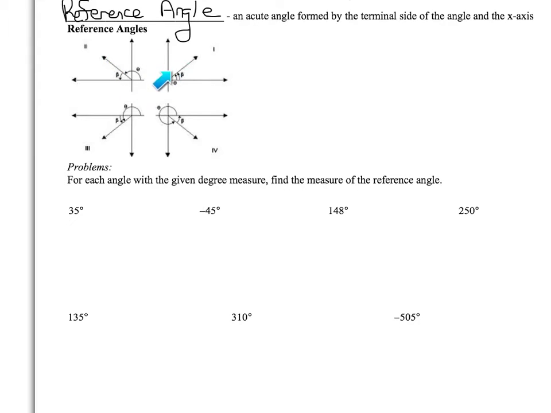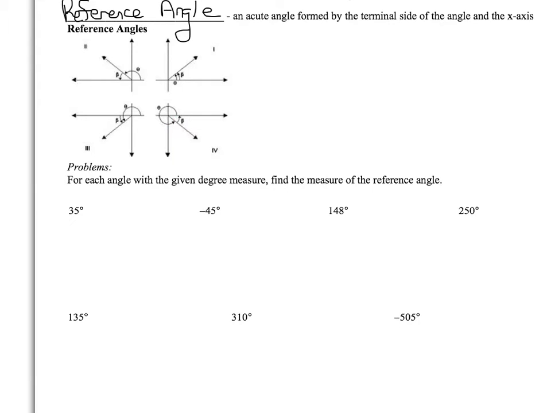With a picture in quadrant 1, your reference angle is going to be the same as your theta. And in quadrant 3, your reference angle is going to hit the x-axis and the line. Notice the little beta there. And finally, in quadrant 4, your reference angle is the little piece right there. It's the acute angle that hits the line and the axes.